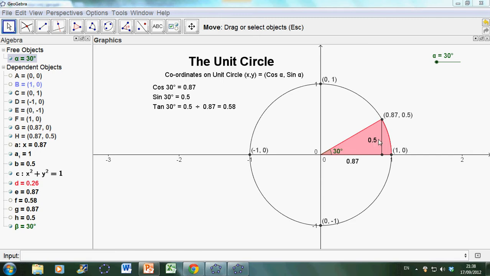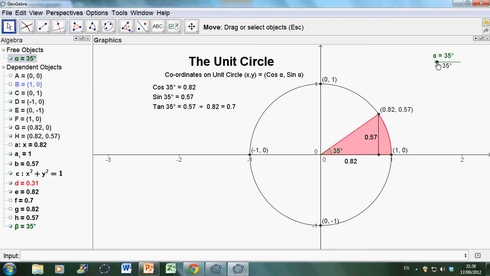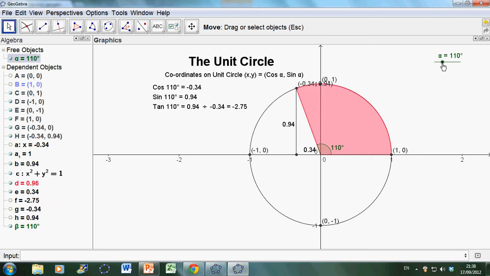Tan is opposite over adjacent. So the opposite value in this case here is 0.5, the adjacent value is 0.87. 0.5 represents sine, 0.87 represents cosine, so it's actually sine of the angle divided by cosine of the angle that will give you tan. We just move our bar across here and we'll see as we change around, the values are constantly changing.